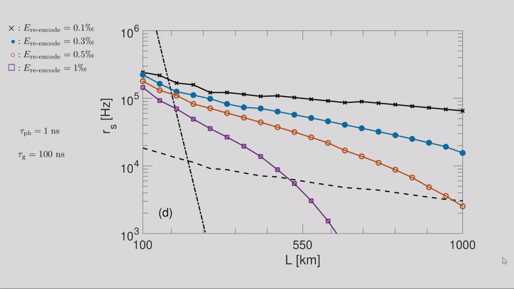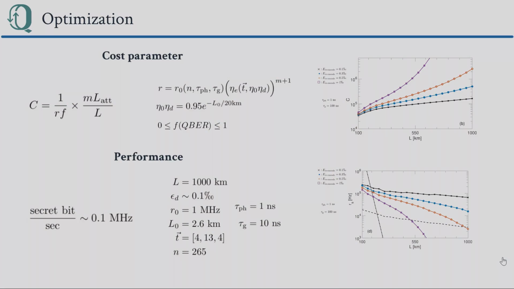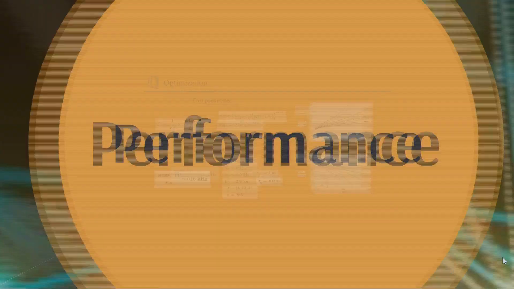Let me put some numbers in here. The secret bit rate is around 0.1 megahertz at 1,000 kilometers. If we have a gate time of 10 nanoseconds, it's about 16 kilohertz if we have a more modest gate time of 100 nanoseconds. So that's basically how we perform.